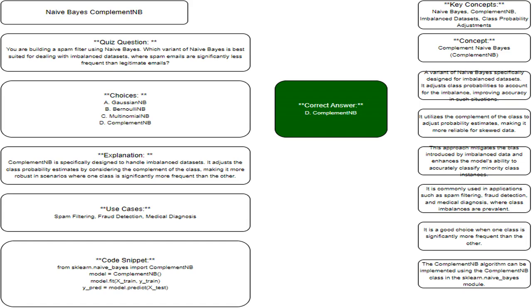Consider a dataset of loan applications, where 95% of applications are approved and 5% are rejected. A model trained on this dataset might have a high accuracy but could struggle to accurately predict rejections due to the imbalance. Techniques used to adjust class probabilities in imbalanced datasets to improve model performance.